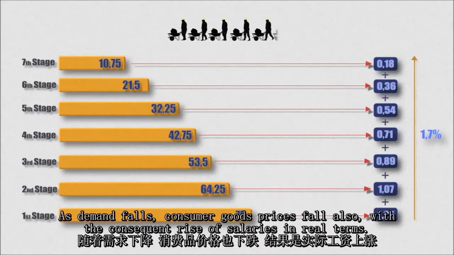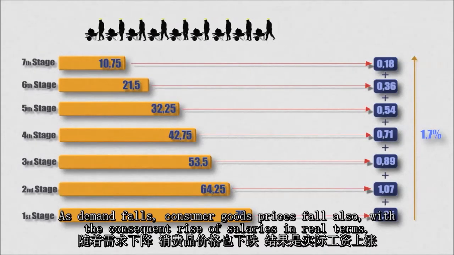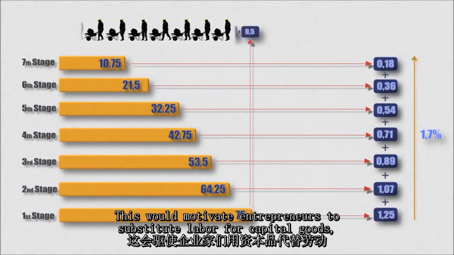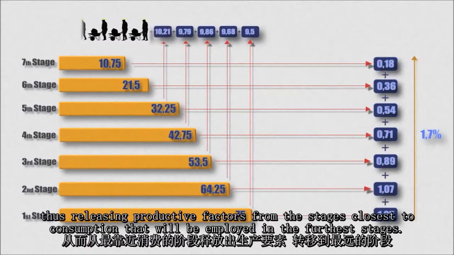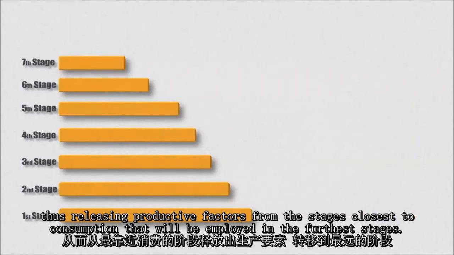As demand falls, consumer goods prices fall also, with the consequent rise of salaries in real terms. This would motivate entrepreneurs to substitute labor for capital goods, thus releasing productive factors from the stages closest to consumption that will be employed in the furthest stages.